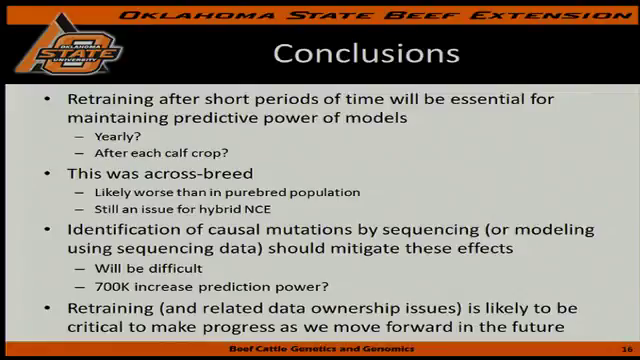So from this, we were able to conclude that retraining, even after relatively short periods of time, is probably going to be essential for maintaining the predictive power of these models. So maybe we want to consider doing this every year, or if we could, maybe after every calf crop. I do want to point out that these models were built across 5 different breeds of animals, so the decay was likely worse than what you would find in a purebred population. But this is still going to be a major issue for national cattle evaluation, especially as it concerns evaluations of hybrid animals within the industry.